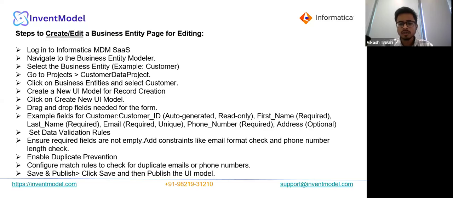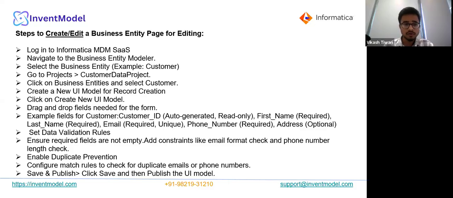So suppose a sales executive enters a new customer record in the system. Before saving the customer, the MDM system checks if the customer already exists. If it is found, it prompts the user to update the existing record instead of creating a duplicate. If the customer already exists, it will not allow you to create a duplicate account. So that's why we create a creation page in the business entity.